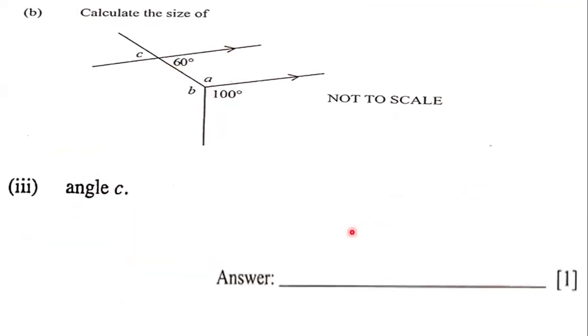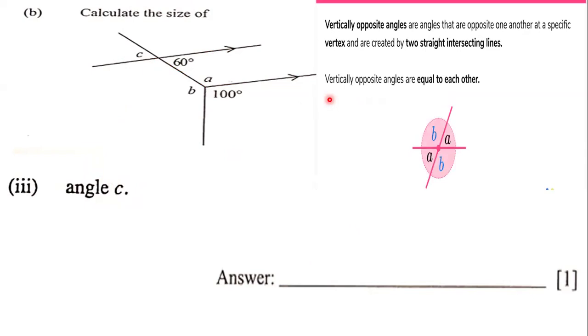Next, let's move on to the next part of the question. This states: calculate the size of angle C. Notice that vertically opposite angles are equal to each other. And so notice that we have B here, and B is vertically opposite to this angle. And so that means that this angle will also be B, because vertically opposite angles are equal.